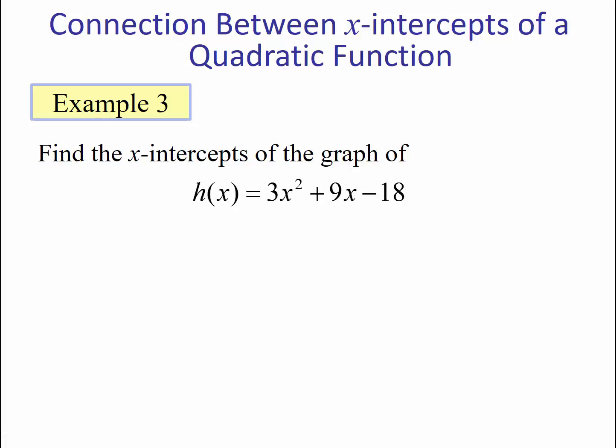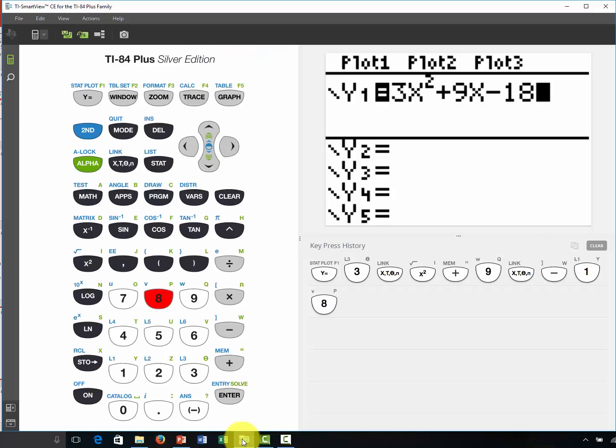Example 3. Find the x-intercepts of the graph f of x equals 3x squared plus 9x minus 18. Our first step, we let f of x be 0 and we type in this quadratic function into y1 and we'll graph it and we'll look at the table. We have the equation entered in y1. We hit graph.